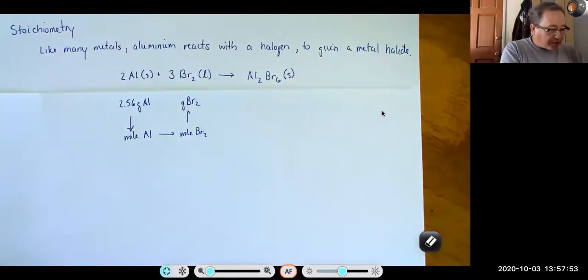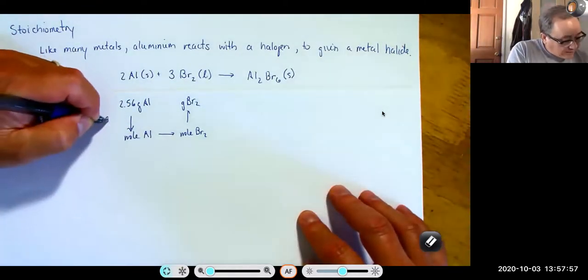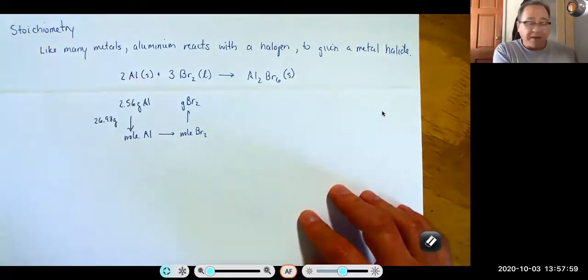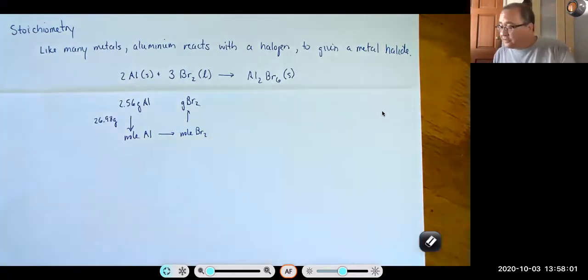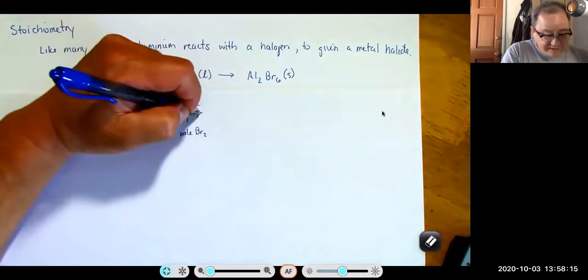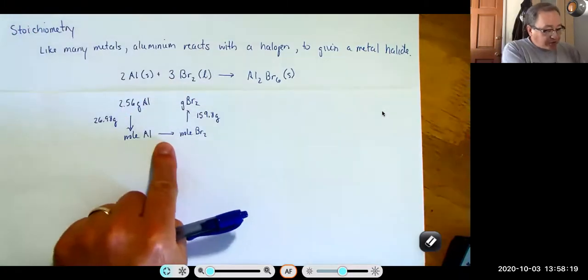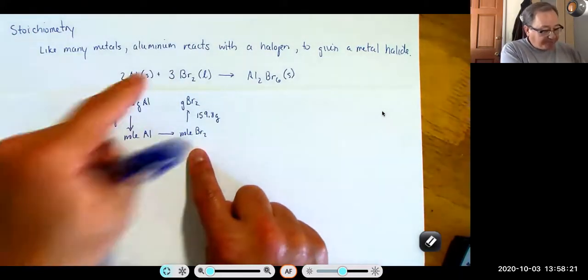Now to do this, we're going to need the molar mass of aluminum, which is 26.98 grams. We're going to need the molar mass of Br2, which is going to be 2 times 79.90. 79.90 times 2, and I get 159.8 grams. And we need to know the mole ratio, which apparently is 2 to 3.